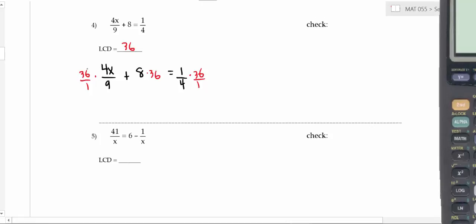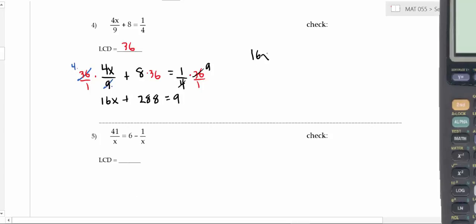It's easier to do this, right? 9 goes into 36 4 times. So what's 4 times 4? See, it's easier to process that in your head, okay? Then 8 times 36, I think that was 288, is that right? Okay. And then same thing here. 4 goes into 36 9 times, so you're equal to 9 like that.